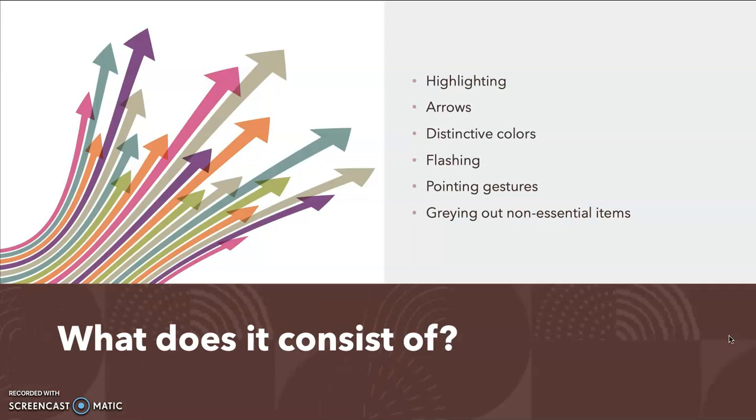We may want to draw the learner to specific parts of the learning. This can be done through highlighting, adding arrows, using distinctive colors, flashing, using pointing gestures, and graying out non-essential items. However, too much highlighting adds confusion rather than guidance. Thus, it's important that signaling be used sparingly.